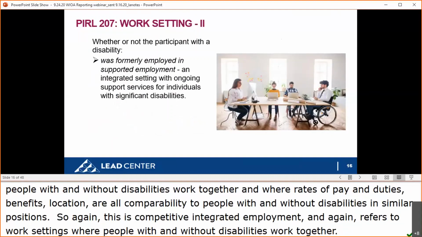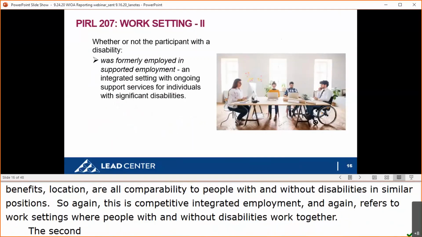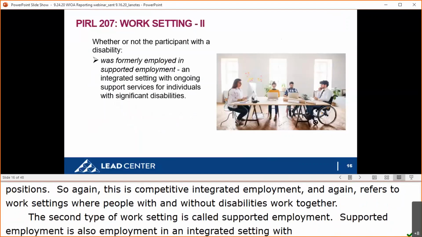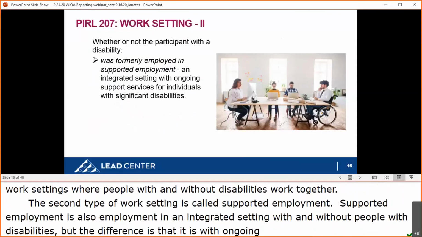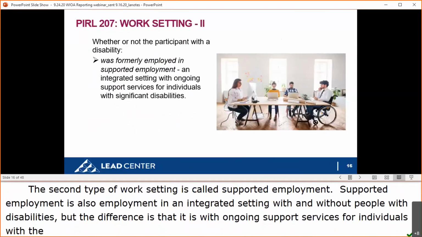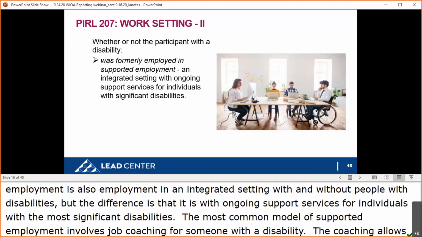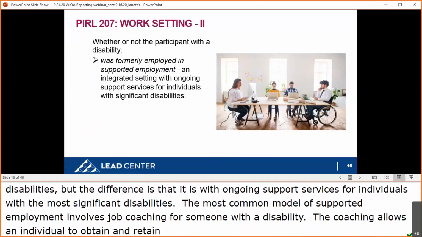The second type of work setting is called supported employment. Supported employment is also employment in an integrated setting with and without people with disabilities, but the difference is that it is with ongoing support services for individuals with the most significant disabilities. The most common model of supported employment involves job coaching for someone with a disability. The coaching allows an individual to obtain and retain employment in a competitive setting.